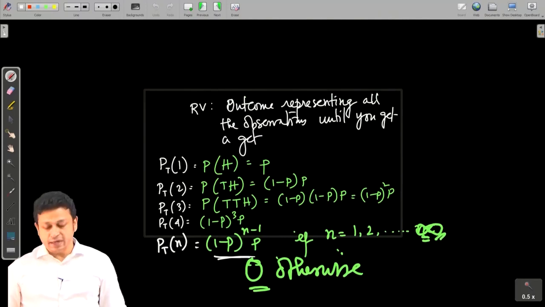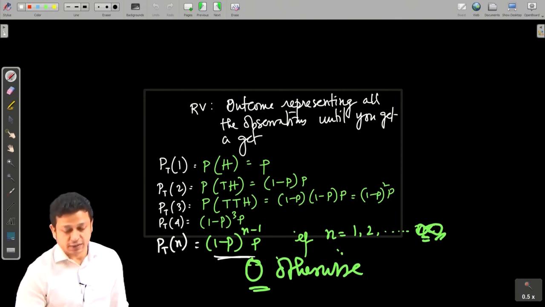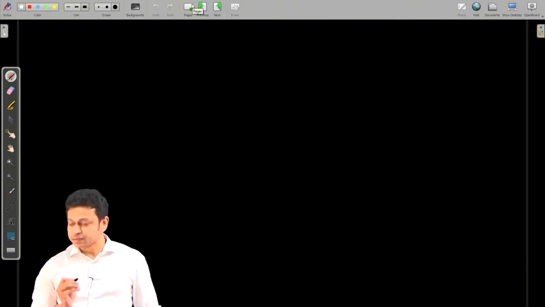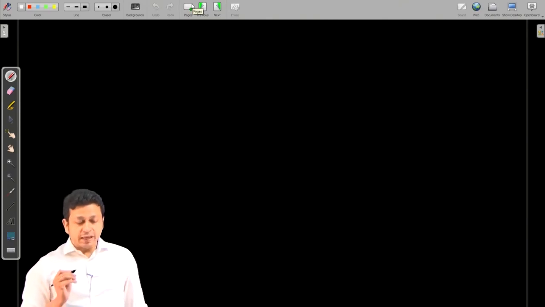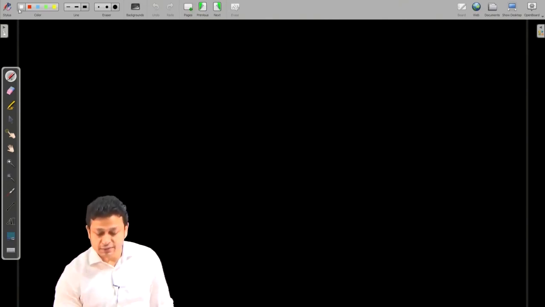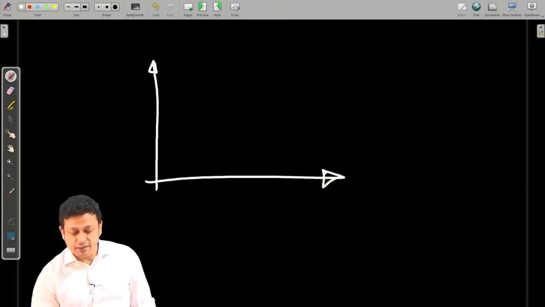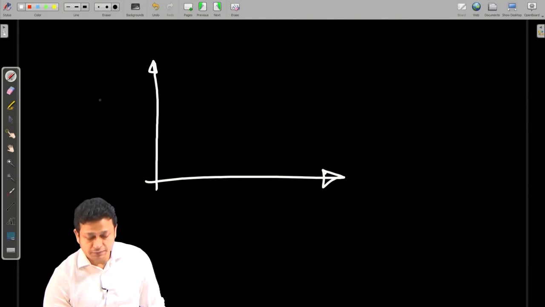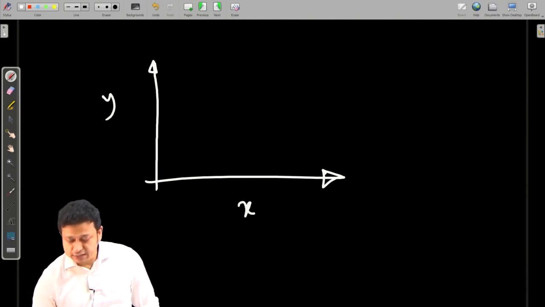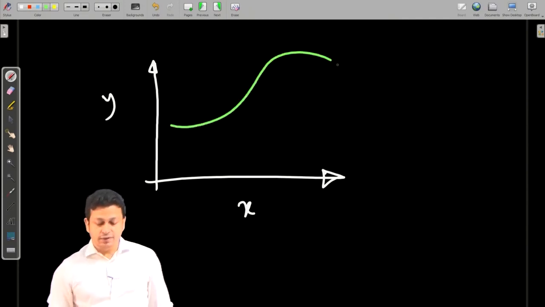Now, let us try to do a probability density function. Let us try to understand how we understand a probability density function. Now, we have said that it is for a continuous random variable. Now, if I have a continuous random variable, let us say I have my y here, I have x here, and usually we know that it will look something like this, let us say a curve.